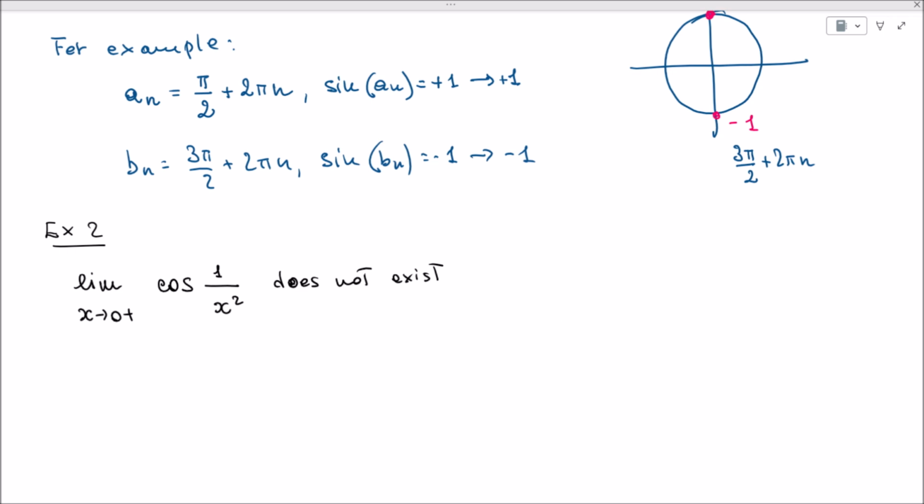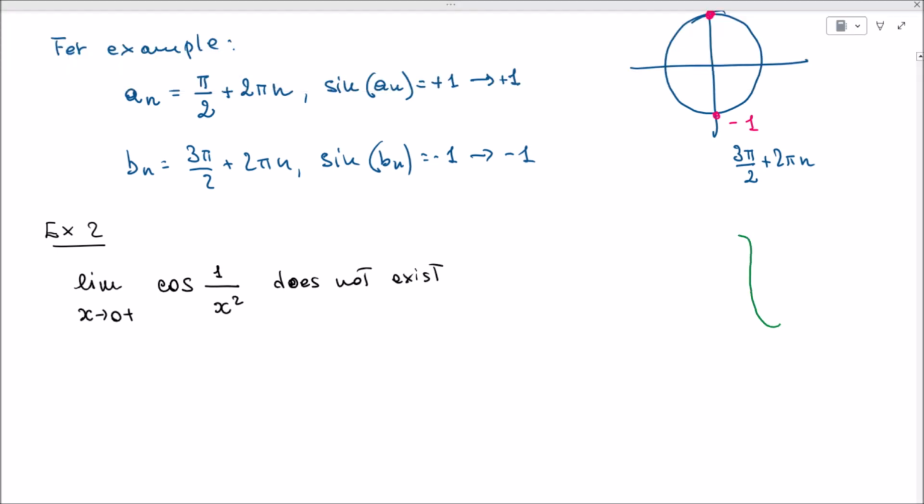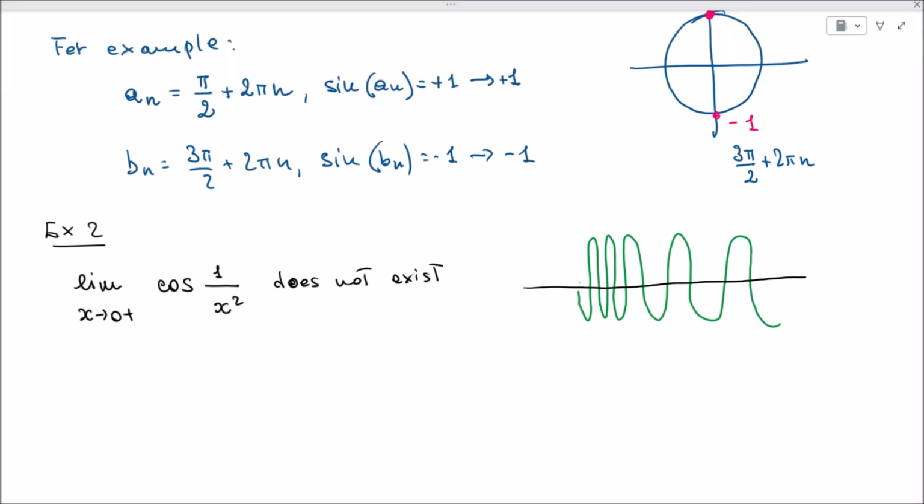Remember that the behavior of this function is something like this. It is a function that oscillates between minus 1 and 1, and the oscillation will become more and more frequent as we get closer to x equals 0. So if this is the x-axis and this is the y-axis, we know that the oscillations are bounded between minus 1 and 1.